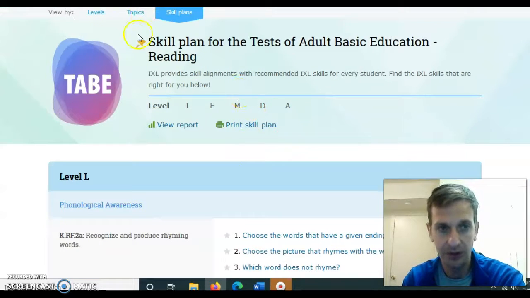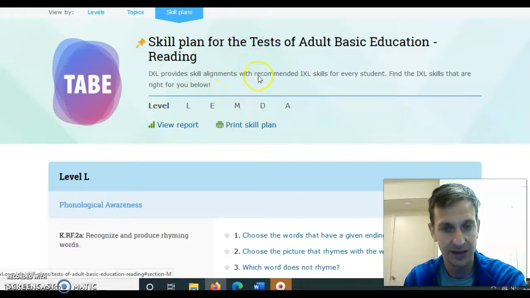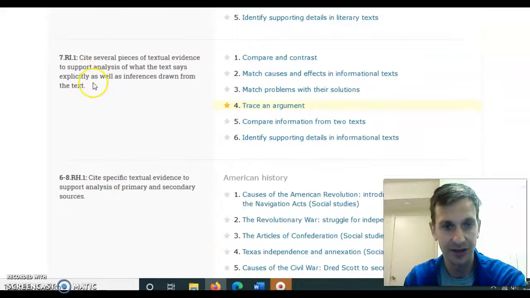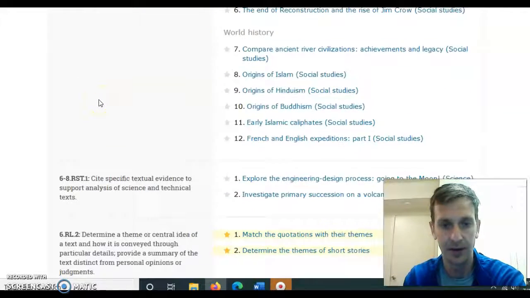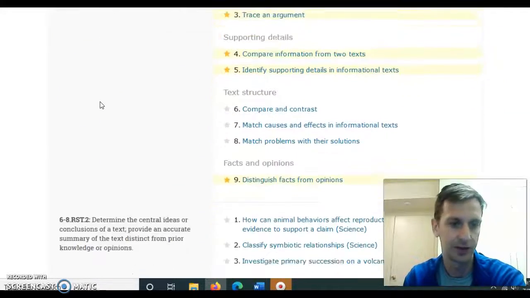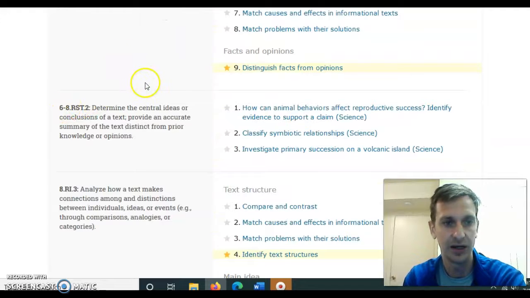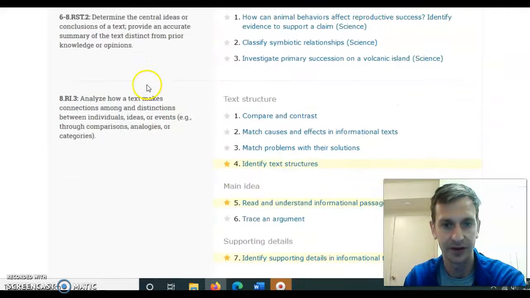For all intents and purposes, everyone's on the M level or the D level for our classes. This one is going to be a D level skill. If you're on the M test, don't worry about it. This is a skill you still need to know. We're just going to go to this skill for this class.